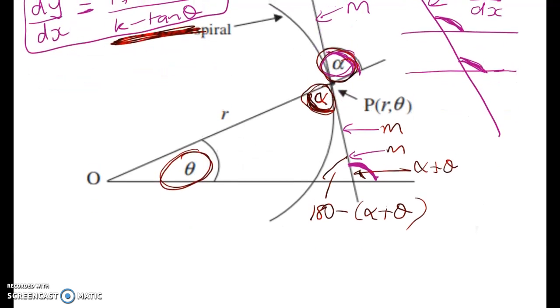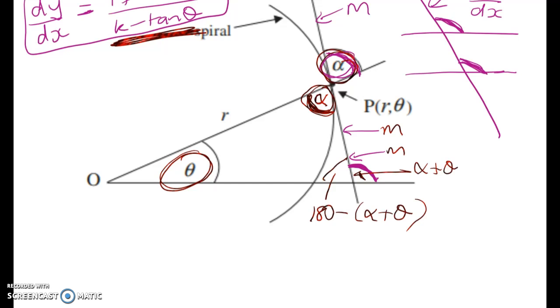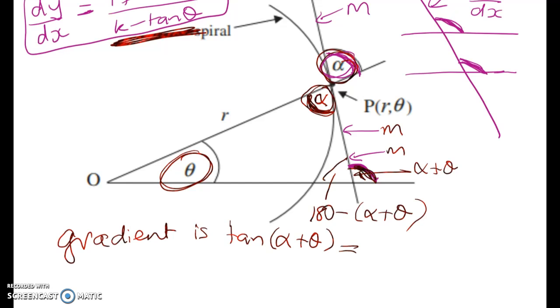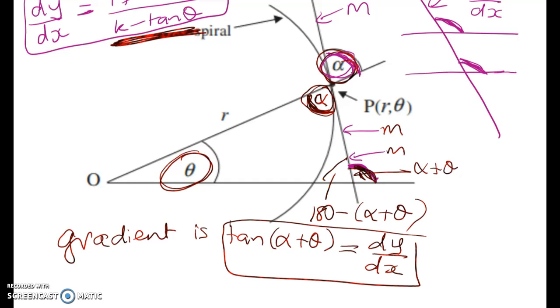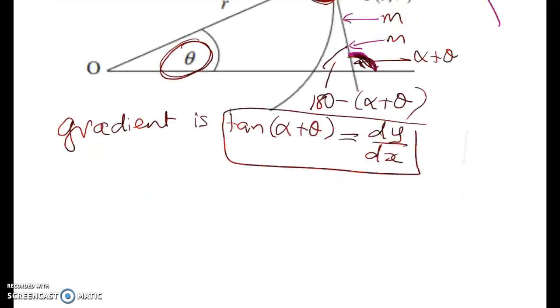Right, so we're just about there because the gradient is tan of whatever angle's formed in here, right? So this is tan of alpha plus theta. But now we know that this is equal to our dy by dx expression. Okay, so that's the really tricky step. I don't think I would have seen that when I was 17. So, you know, if you see that, that's brilliant. But I'm going to go through it now to the end.